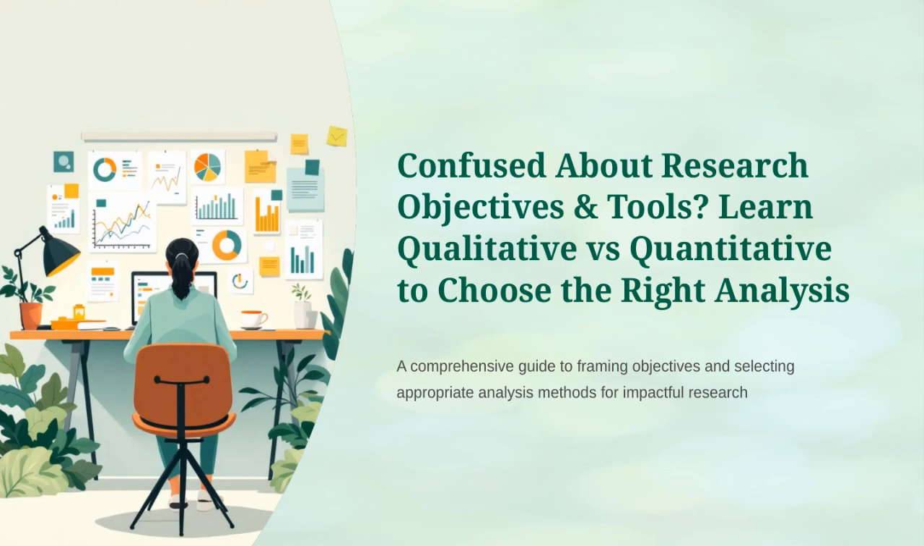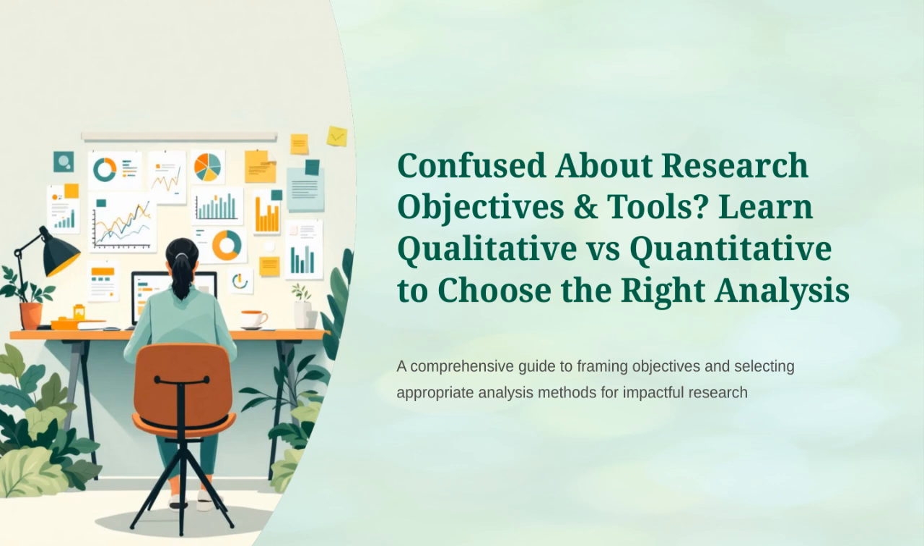We're going to explore a comprehensive guide to framing research objectives and selecting the right analysis methods to make your research truly impactful. The title is A Comprehensive Guide to Framing Objectives and Selecting Appropriate Analysis Methods for Impactful Research. And the subtitle is Confused About Research Objectives and Tools. Learn qualitative versus quantitative to choose the right analysis. Over the next few slides, we'll cover how to set clear objectives, choose between qualitative and quantitative methods, and ensure your research tools align perfectly with your goals.